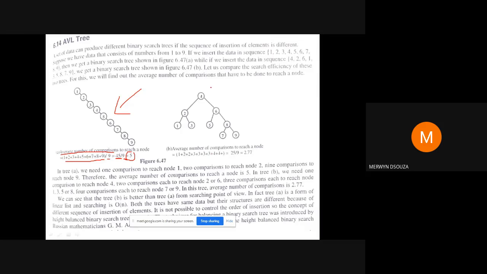Whereas if you take this tree, you can check, to reach node 4, I require 1 comparison. Then to reach the nodes on this level, I require 1 comparison here, second comparison. So I put here 2. Again to reach 6, I require 2 comparisons. I will compare here, so I will get 2.